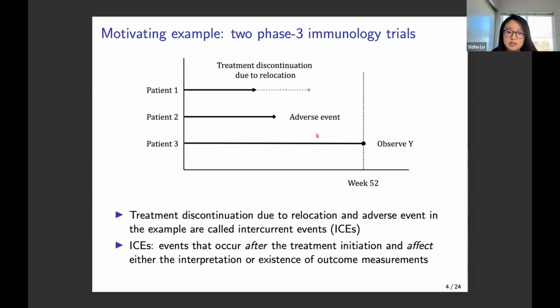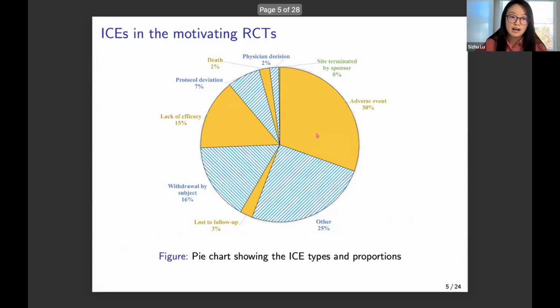In this toy example, the treatment discontinuation due to relocation and the adverse event are both called intercurrent events. More generally, intercurrent events are defined as those events that occur after the treatment initiation and also affect either the interpretation or even the existence of the outcome measurements. All of those events are called intercurrent events. And just a brief preview of what types of intercurrent events are in the real world data: possibly some adverse event, lack of efficacy issues, or physician decision. And sometimes it can be termination of the site by the sponsor.